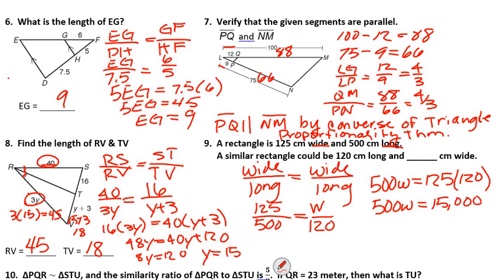Going to divide that 15,000. Wait, is that 500? Did I do that right? Yeah, 500 divided into 15,000 would be, I think that's 30, y'all. W equals 30. And that would be centimeters.